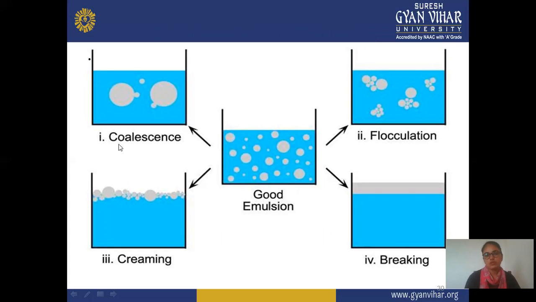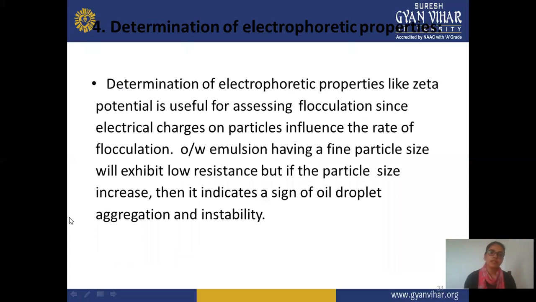If you observe this type of emulsion, maybe creaming on the upper surface, or maybe breaking like this type, or flocculation between the particles, or coalescence. So these four conditions show that the emulsion is having a stability issue. Next is determination of electrophoretic property.